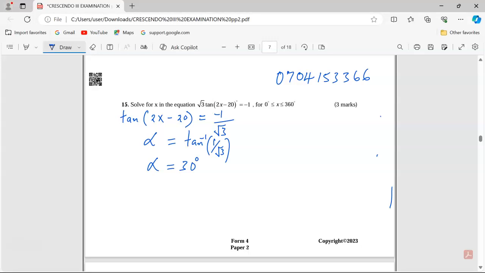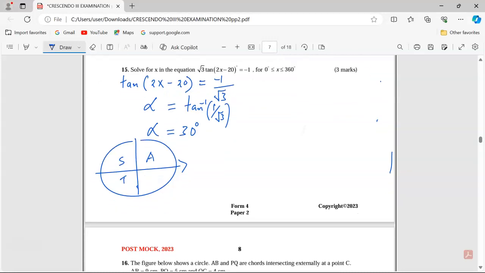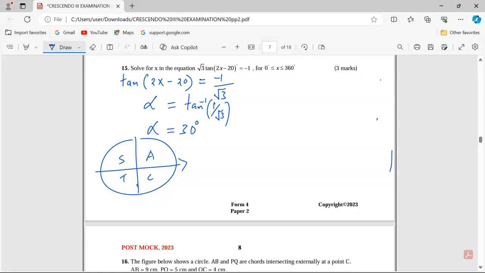I've first ignored the sign behind 1 out of root 3, but now I'm getting back to the unit circle, whereby I need an acute angle of 30, but in the quadrants where tangents are negative. So in the first quadrant, all trigonometric ratios are positive. In the second one, sines alone are positive. Tangents alone in the third quadrant are positive. And cosines alone in the fourth quadrant are positive. So I need 30 degrees, but in the quadrants where tangents are negative.